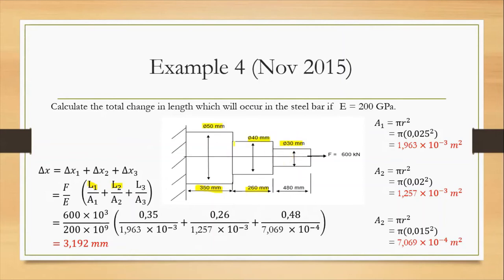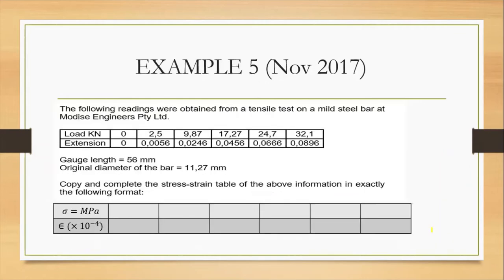All right. Remember, a diameter, in my case, I'm using radius. So I divided 50 by 2, I got 25. I divided 40, I got 20, 30, I got 15. All right. Okay, guys. Now let's look at another one.